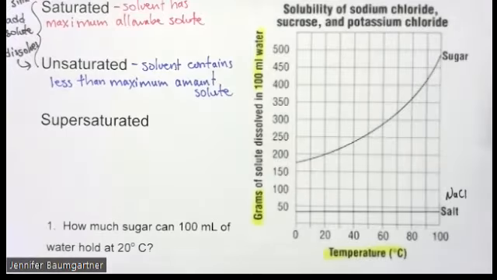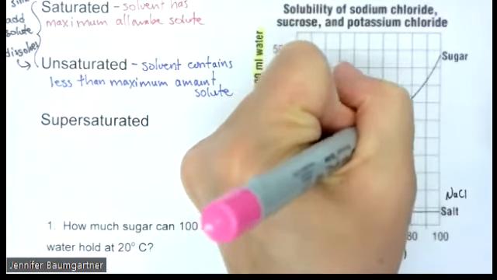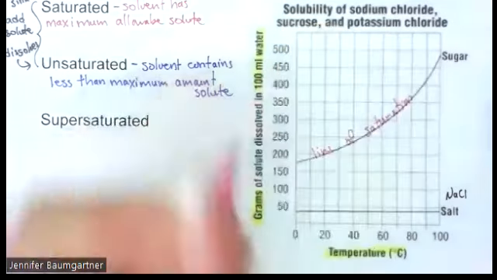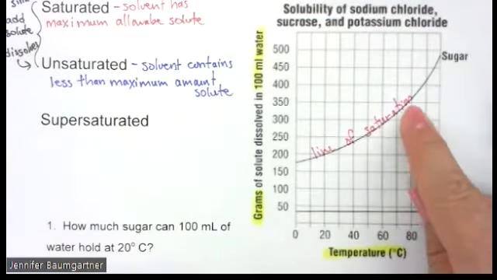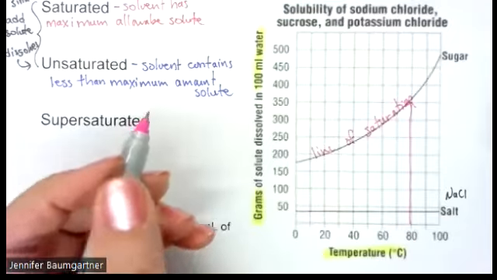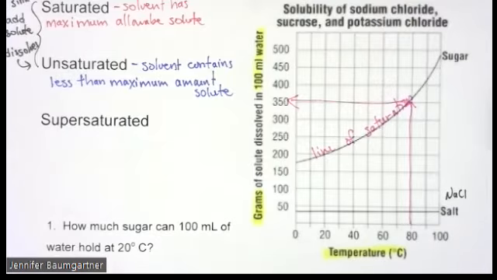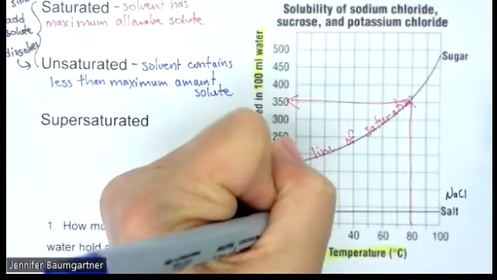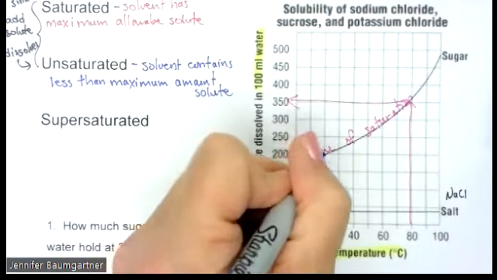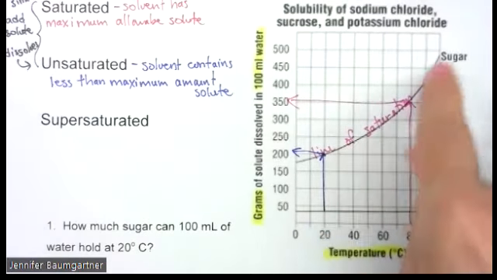So this is called the saturation line, the line of saturation. And this tells me that at 80 degrees Celsius, for a saturated solution, I can use 350 grams of sugar. If I had a 20 degrees Celsius solvent, a saturated solution is going to be 200 grams per 100 milliliters. So this is going to show me the maximum allowable amount.